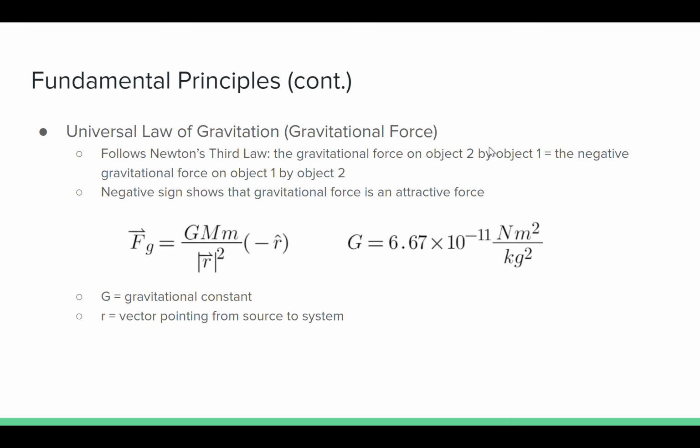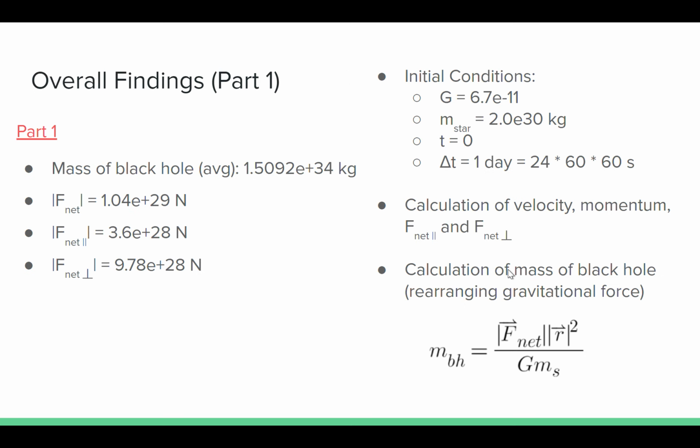The final fundamental principle involved in this lab was the universal law of gravitation, or the gravitational force. This force follows Newton's third law, where the gravitational force on object 2 by object 1 is equal to the negative gravitational force on object 1 by object 2. The negative sign shows that the gravitational force is an attractive force. The gravitational force is derived from this formula, where G is the gravitational constant and r is the vector pointing from the source to the system.